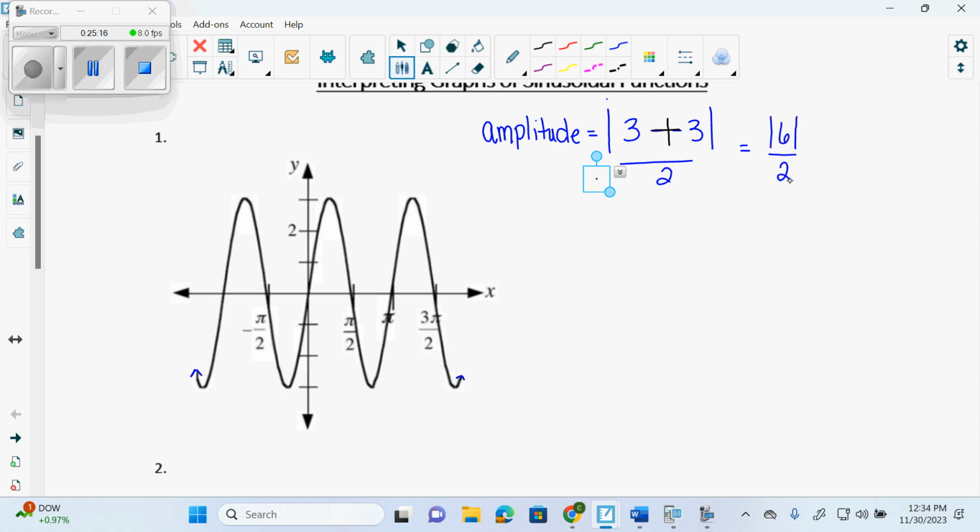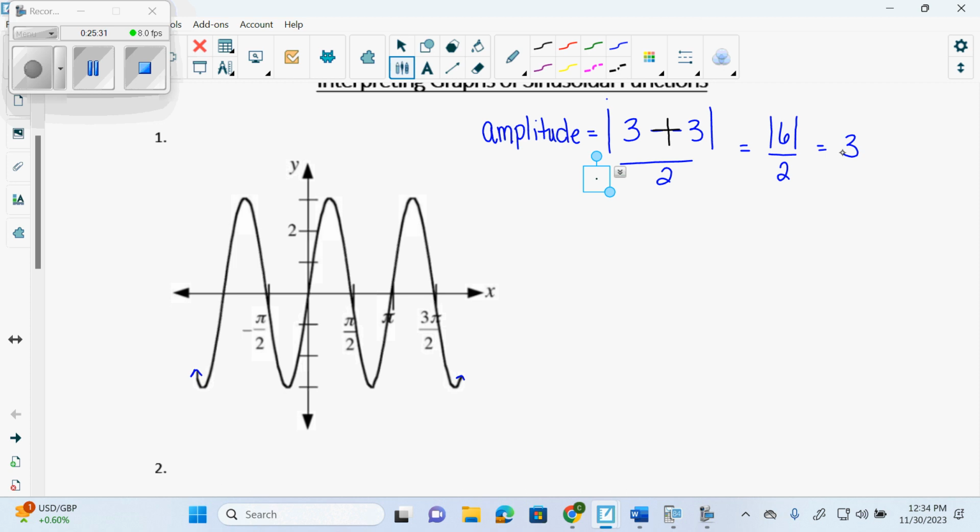Absolute value just turns any negative into a positive, because the definition of the absolute value is just the distance from 0. So negative 6 is 6 from 0, and 6 is 6 from 0. So that's why those come out as positive. So my answer will be 3.